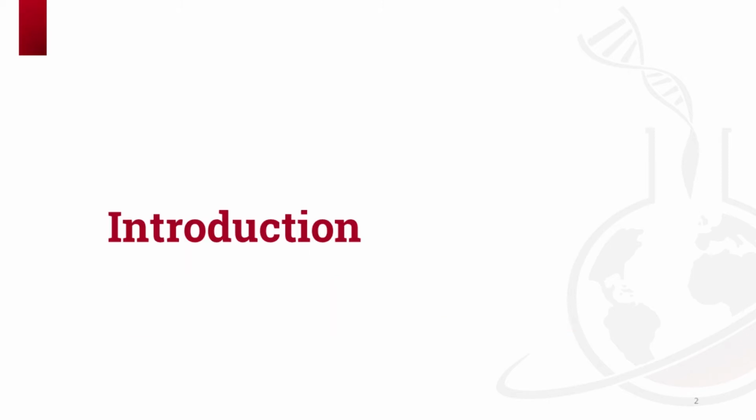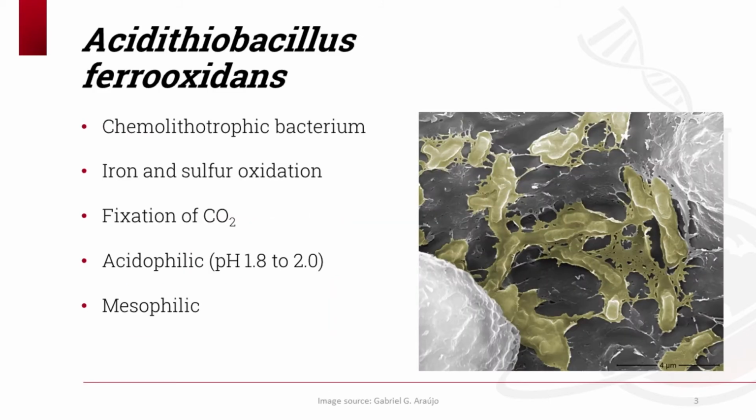So, let's begin. In this work, we used the microorganism Acidithiobacillus ferrooxidans, a chemolithotrophic bacterium that is able to gain energy from the oxidation of inorganic substances. In this case, it can use the oxidation of iron and sulfur. And the energy produced is used to fix carbon dioxide for the production of biomass. All of this can happen in very acidic environments, with a pH as low as 1.8.